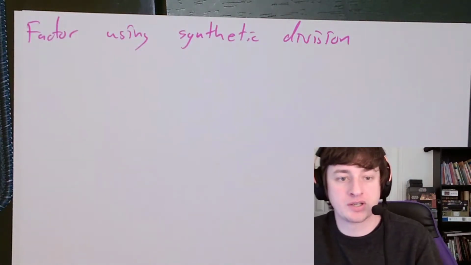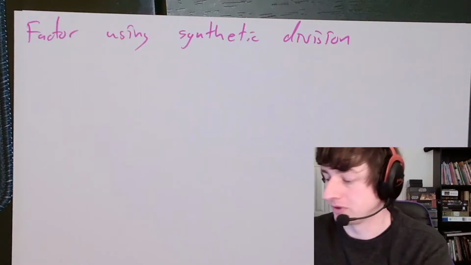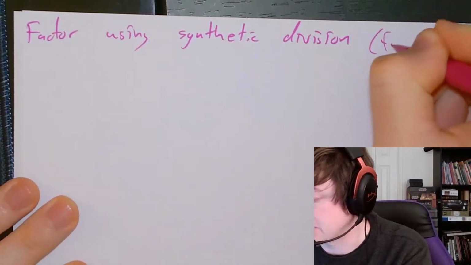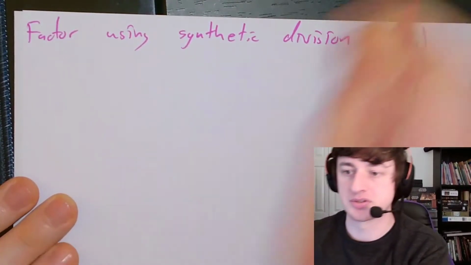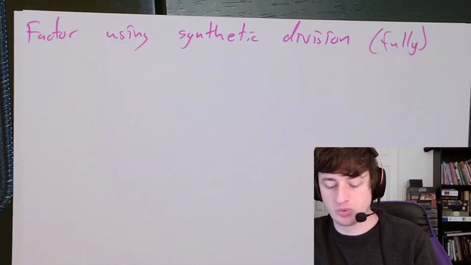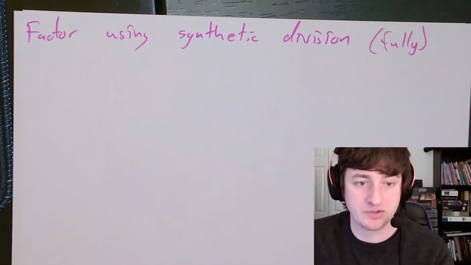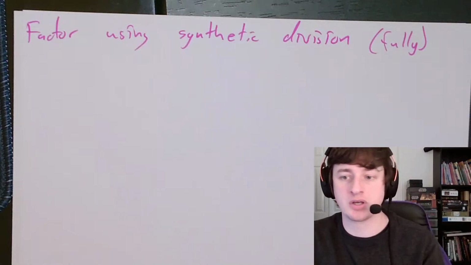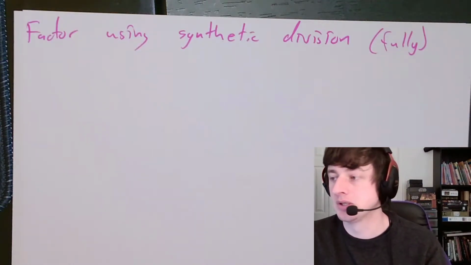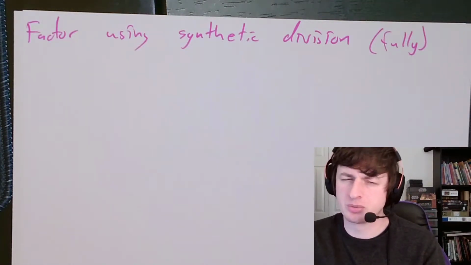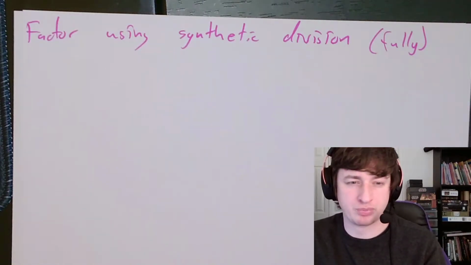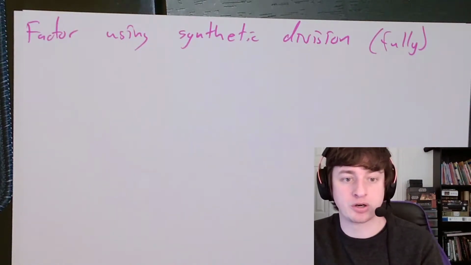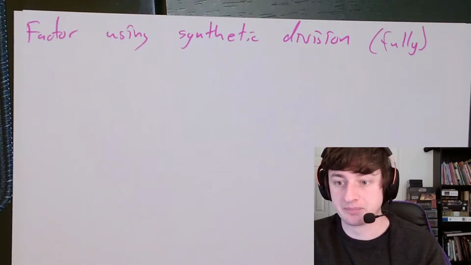So, factoring using synthetic division, fully. The key here is we want to fully factor using synthetic division. So we're not going to do all of the factoring using synthetic division. We're going to start with synthetic division and then use our other methods like greatest common factor, though we should do that one first. Maybe grouping, but largely our quadratic factoring today.